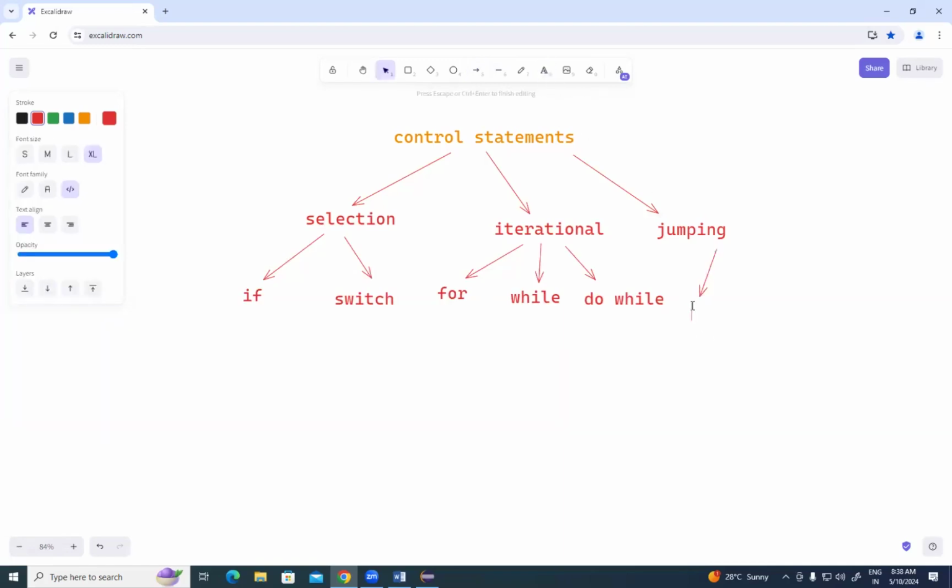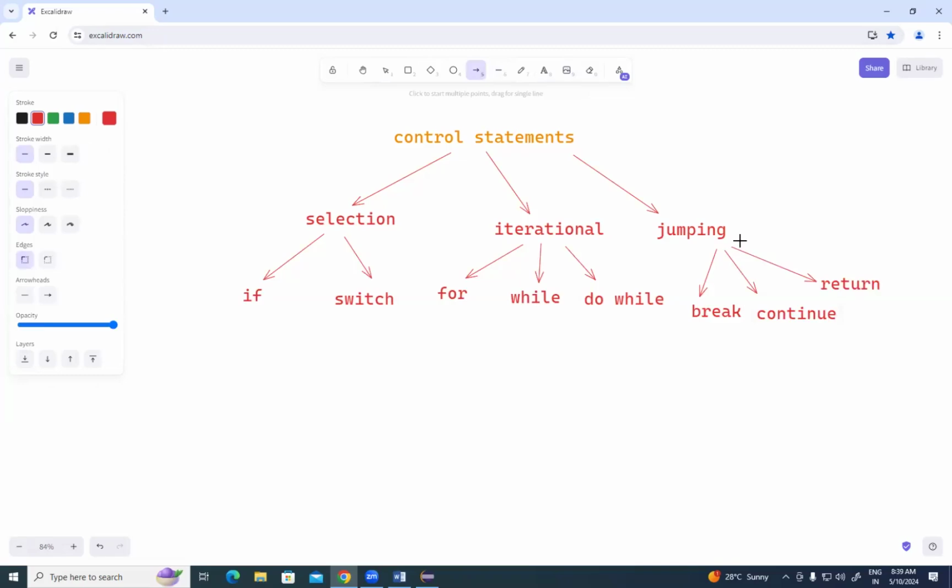I'll tell you. Break, continue, and something called default also. It's part of jumping. No, break, continue, return, exit. Guys, are you getting my point?